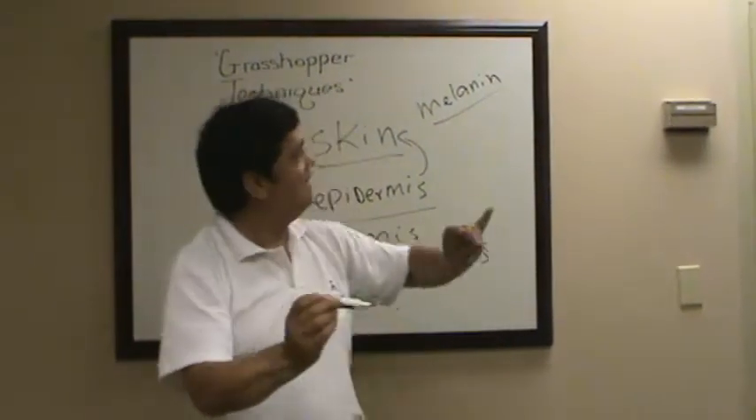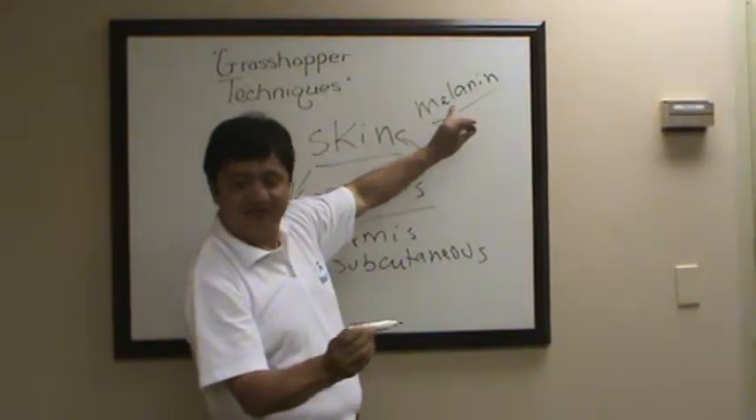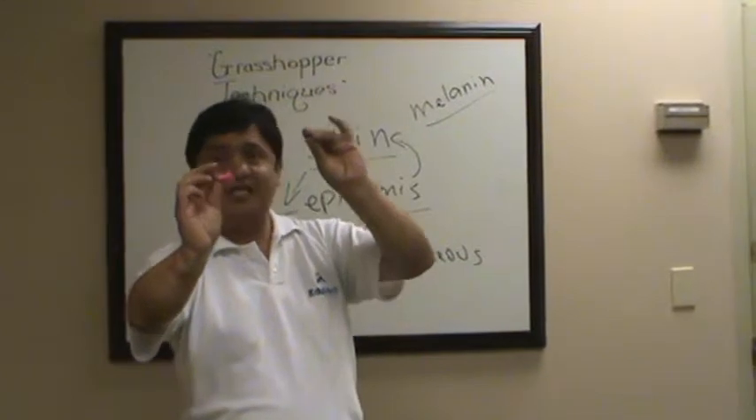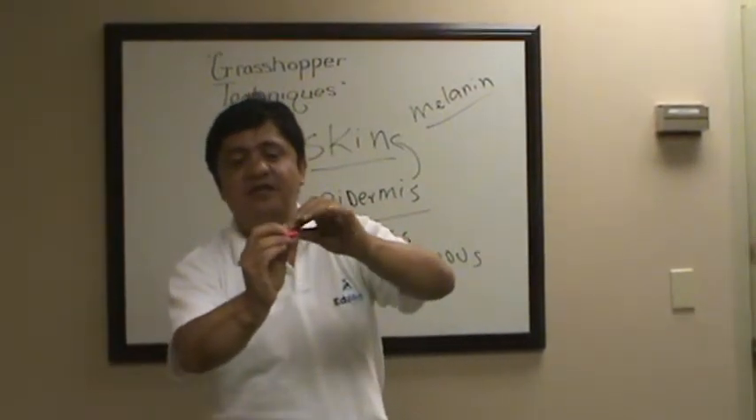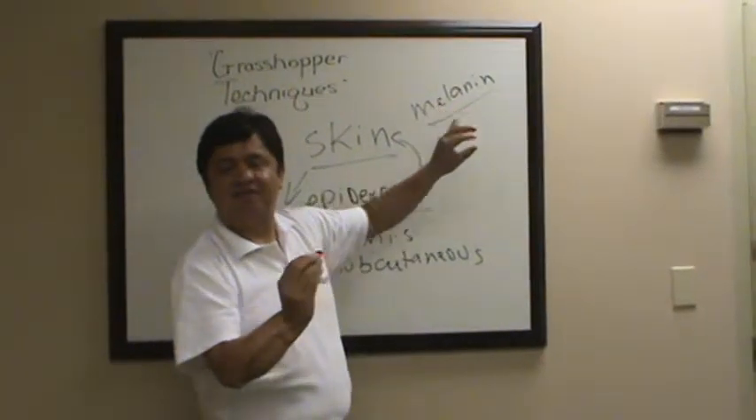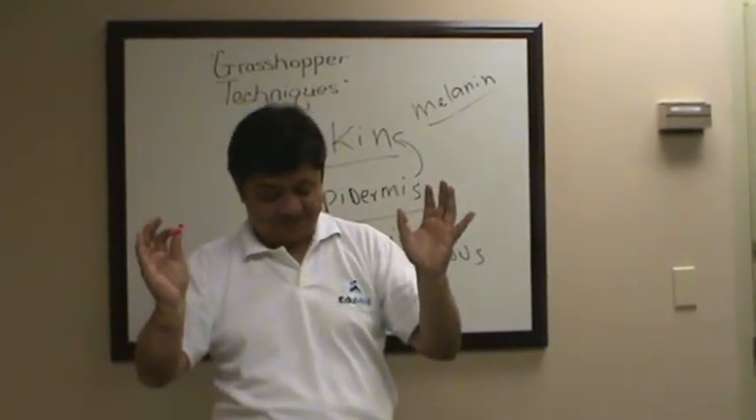Black represents the melanin. So, the epidermis has a pigment. What's the name of the pigment? Melanin. It gives the color to the skin.